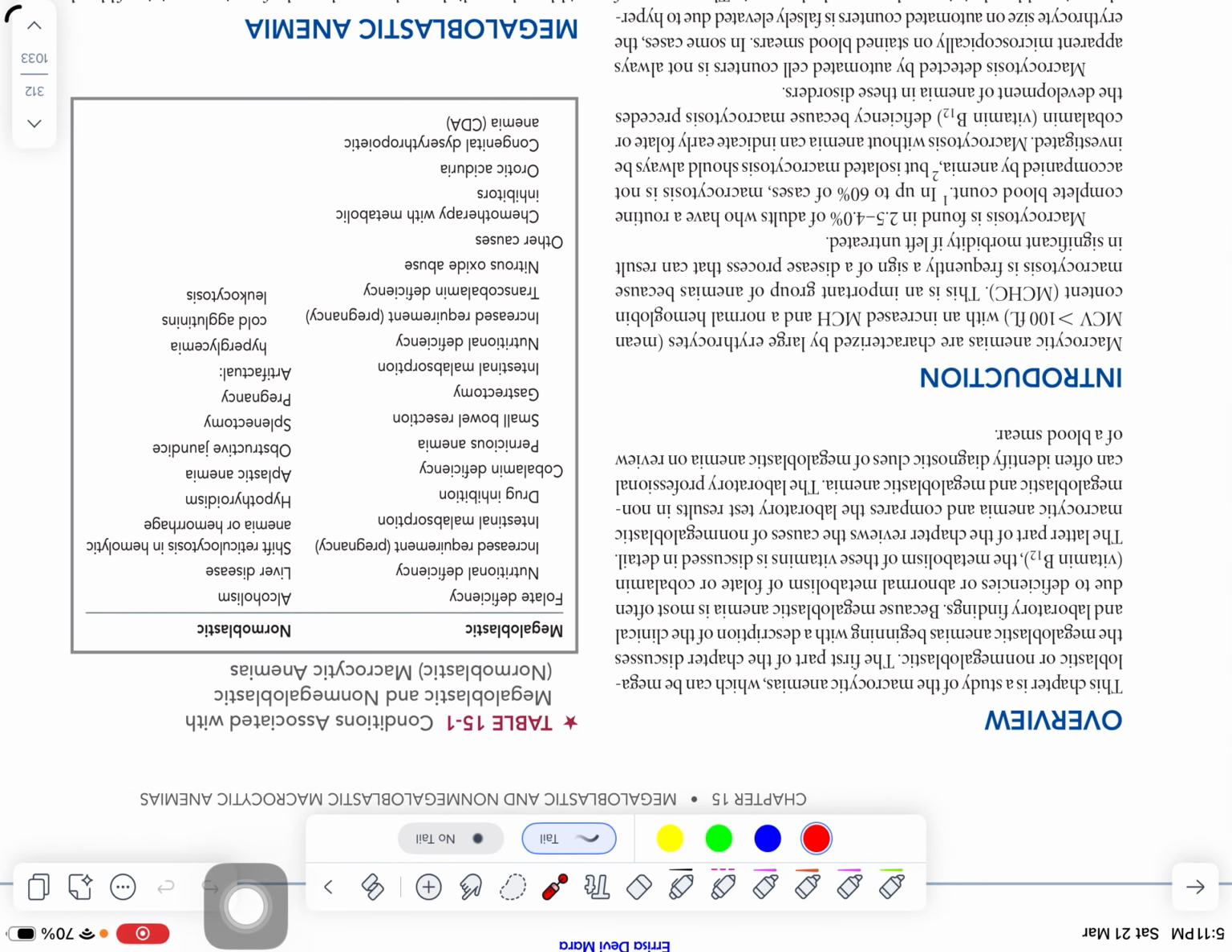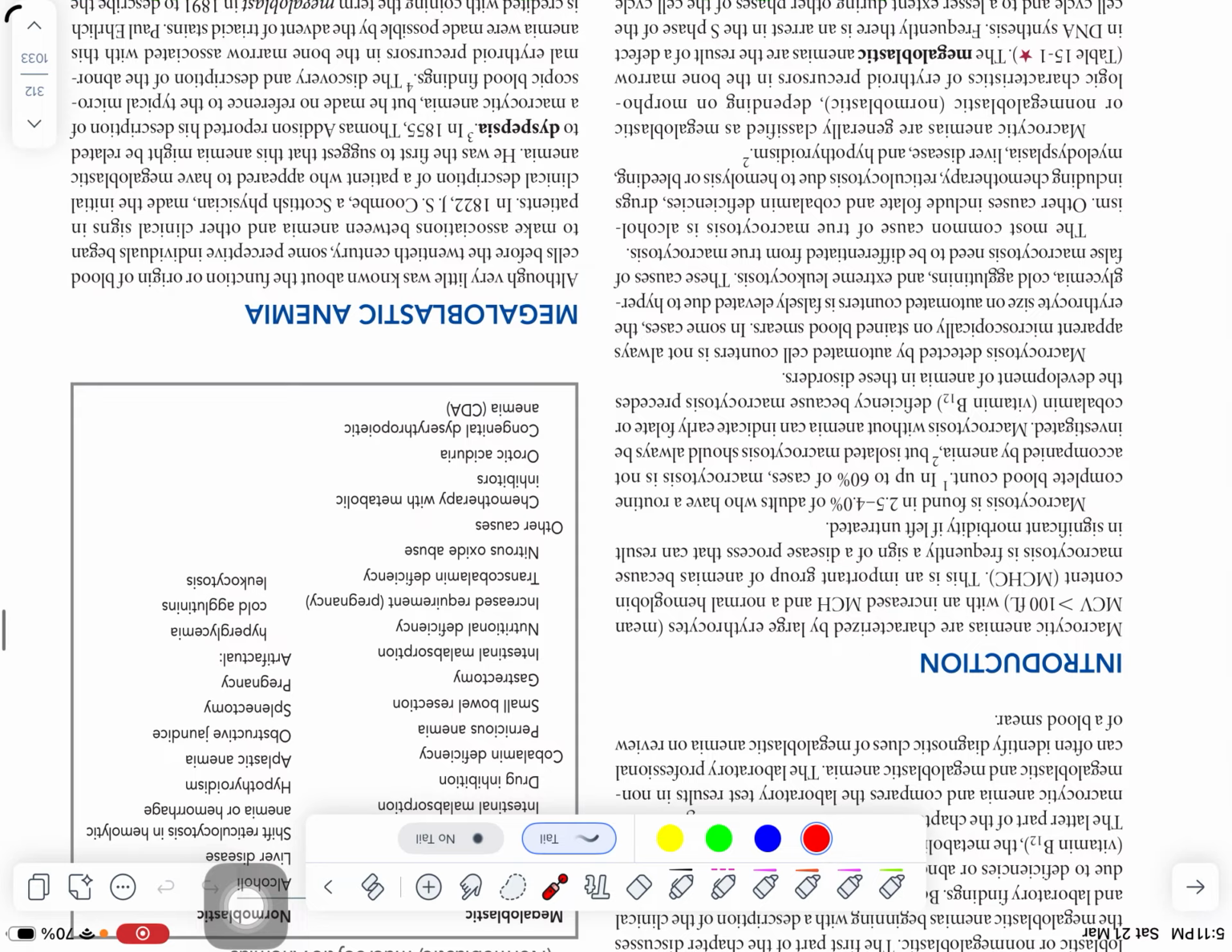So there is something called megaloblastic anemia, as well as non-megaloblastic anemia, in the macrocytic anemias. Macrocytic anemias are characterized by large erythrocytes. Large erythrocytes means MCV more than 100 femtoliter with an increased MCH and a normal hemoglobin content.